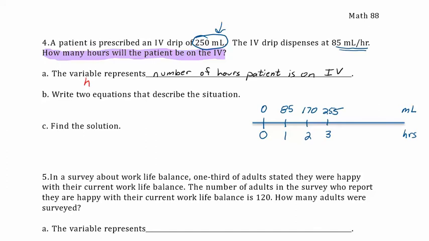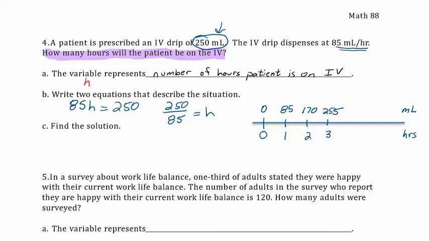I know that they're getting 85 milliliters for every hour. So for my equation, I could say 85 milliliters times the number of hours, and I need that to come out to be 250 milliliters. Or you could say I've got 250 milliliters and I'm going to divide that by 85 milliliters per hour, and that'll tell me the number of hours. Okay, so those will both work. So now to figure this out, you actually are going to do 250 divided by 85.